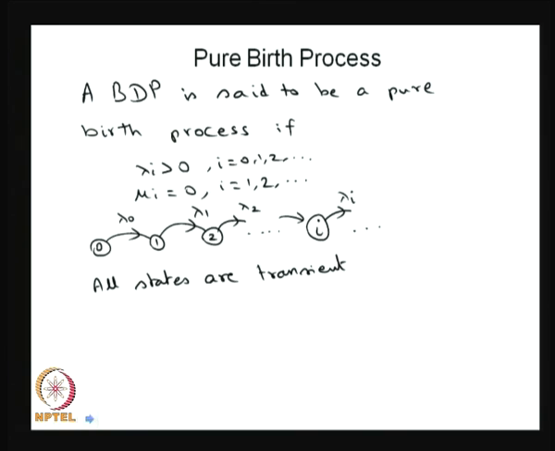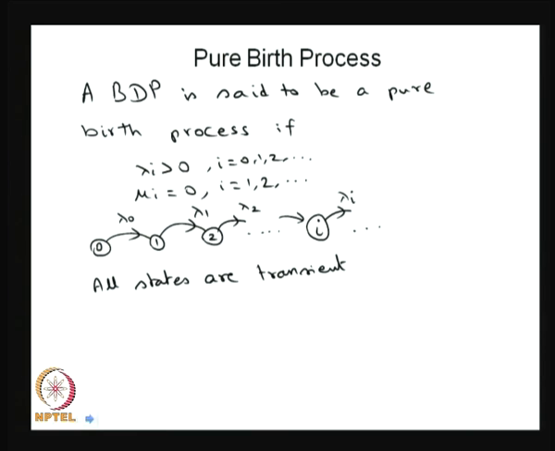Whenever we say the birth death process is a pure birth process, that means all the death rates are going to be 0. We started with the birth death process with the lambda i's greater than 0 and the mu i's going to be 0, then it is called a pure birth process.